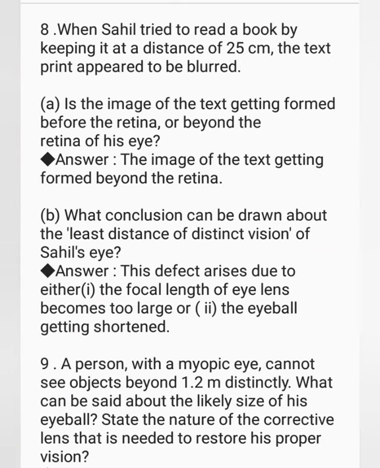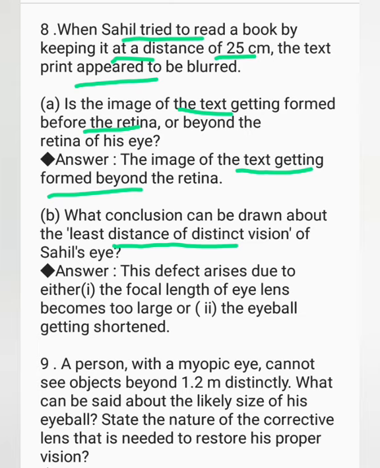Now the next question, when Sahil tried to read a book by keeping it at a distance of 25 cm, the text print appeared to be blurred. Question is here, is the image of the text getting formed before the retina or beyond the retina of his eye? Answer, the image of the text is getting formed beyond the retina.